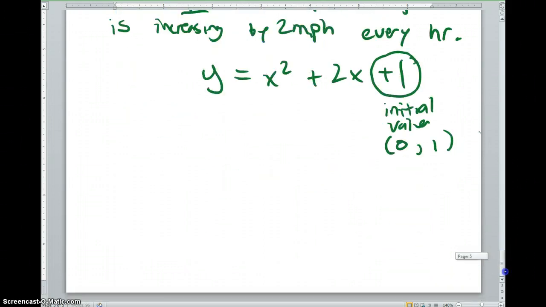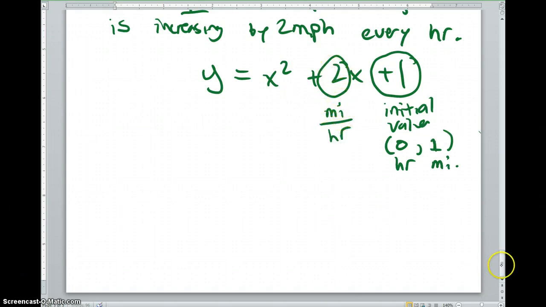So in this situation, what is our x? Our x is hours, and our y is miles. That means that at the 0th hour, in other words, when this object first started moving, it was 1 mile away from whatever we're measuring the distance from. Now 2 can still be thought of as the constant rate of change, in miles per hour. In other words, change in output over change in input.